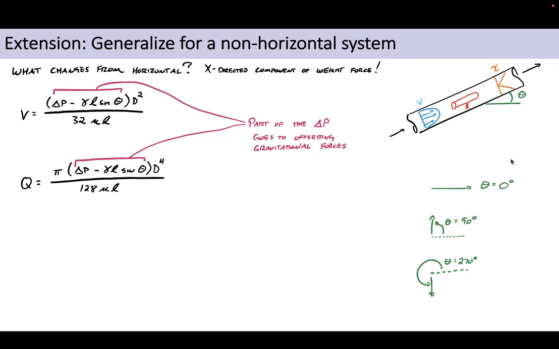Okay, the Hagen-Poiseuille equation and a slight extension of it in case you've got a non-horizontal system. Hopefully that gives you a bit of a primer on how we think about laminar flow through tubes.